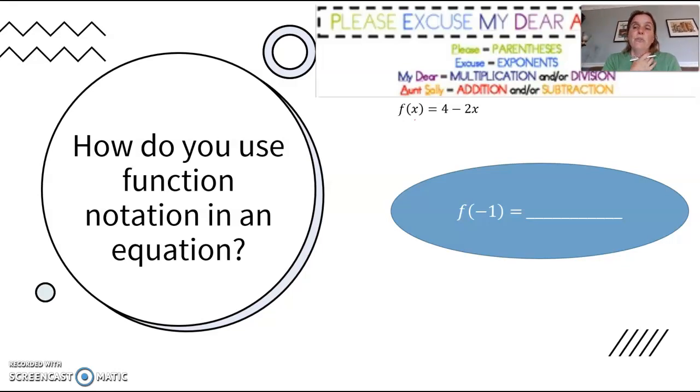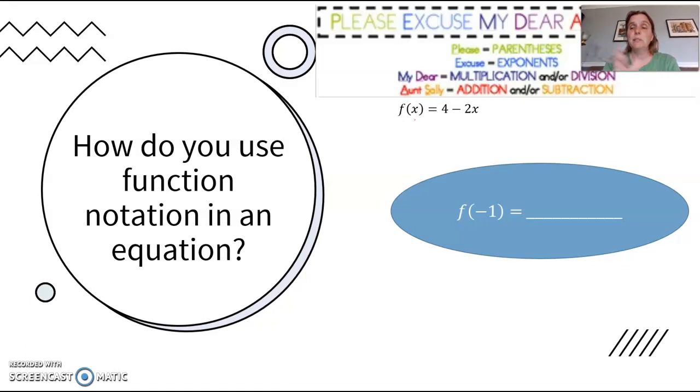Just a reminder about order of operations. Please excuse my dear Aunt Sally is one way to remember order of operations. The please stands for parentheses. Parentheses or other grouping symbols go first. Excuse stands for exponents, so if you have any exponents, those would go second. My dear goes together. My dear is multiplication and division.